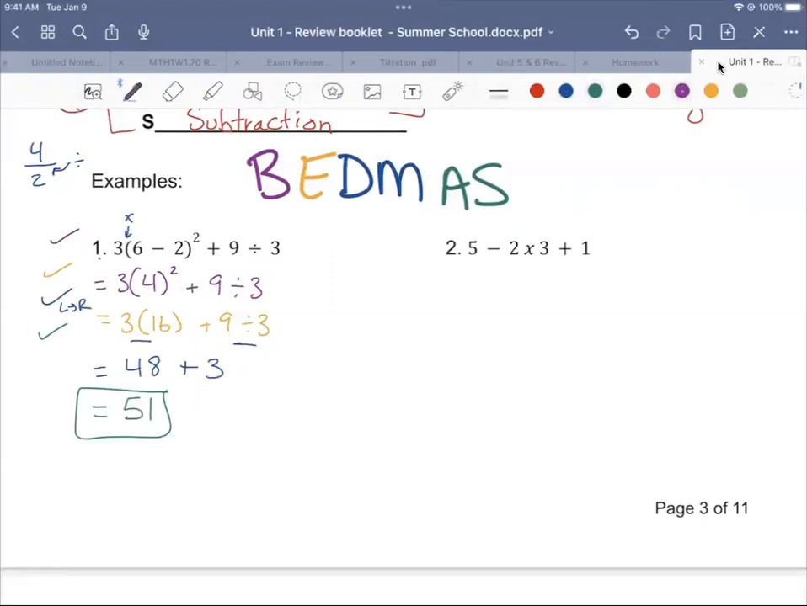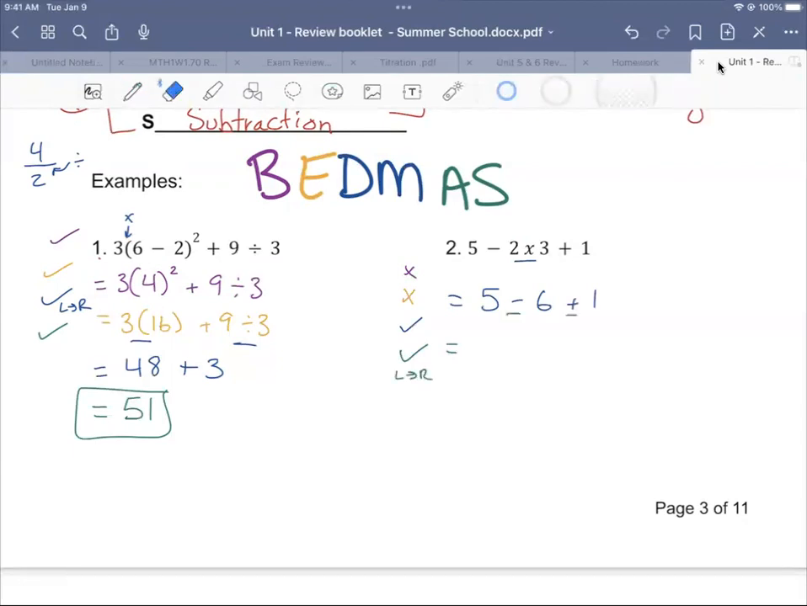So now if we go over to example 2, I don't have any brackets, so I don't have to worry about that. I don't have any exponents, so I don't have to worry about that. I do have multiplication though, so my first step is going to be 5 minus 2 times 3, which is going to be -6, plus 1. And then my last step is I do have addition and subtraction. So I'm going to go from left to right.